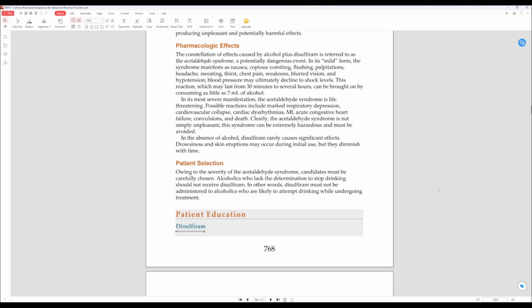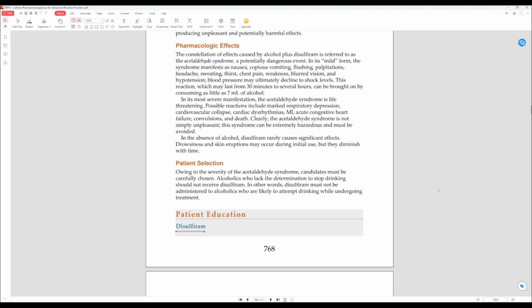In mild form, the syndrome manifests as nausea, copious vomiting, flushing, palpitations, headaches, sweating, thirst, chest pain, weakness, blurred vision, and hypotension. Blood pressure may ultimately decline to shock levels. This reaction may last from 30 minutes to several hours. It can be brought on by consuming as little as 7 milliliters of alcohol.